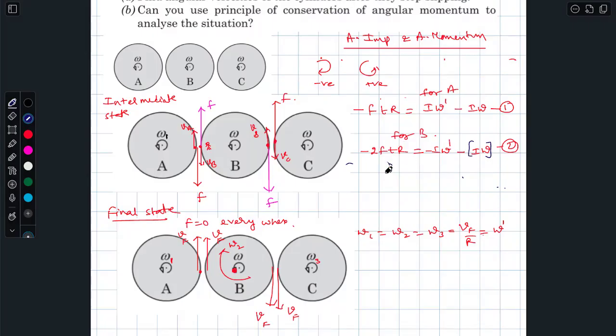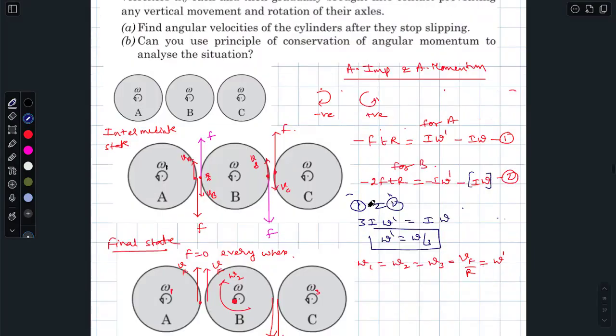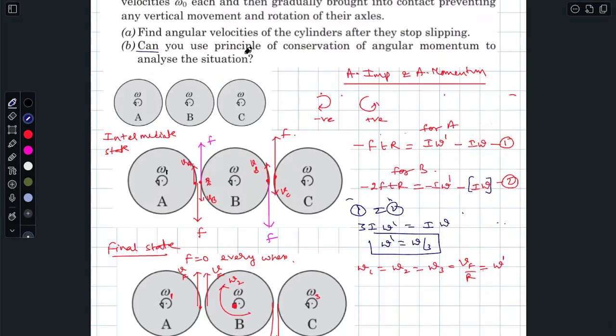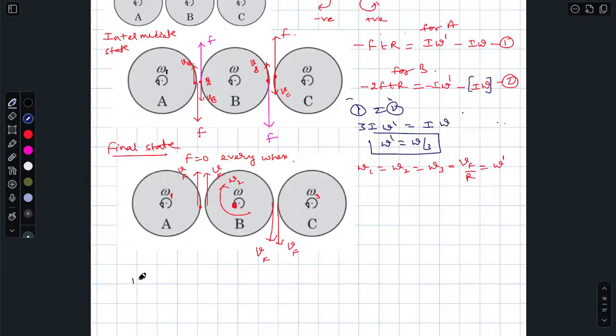So what you are getting from 1 and 2 is 3I omega dash is equal to I omega. So omega dash is omega by 3. Can you apply the conservation of angular momentum to this situation? Can we apply? We cannot apply. Why? There is an external force.